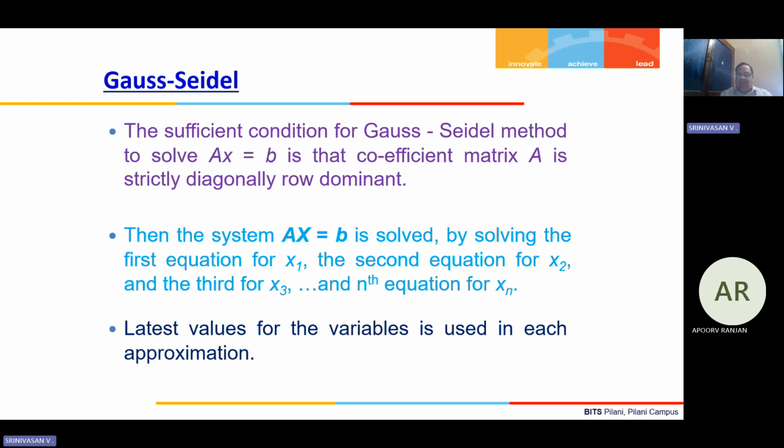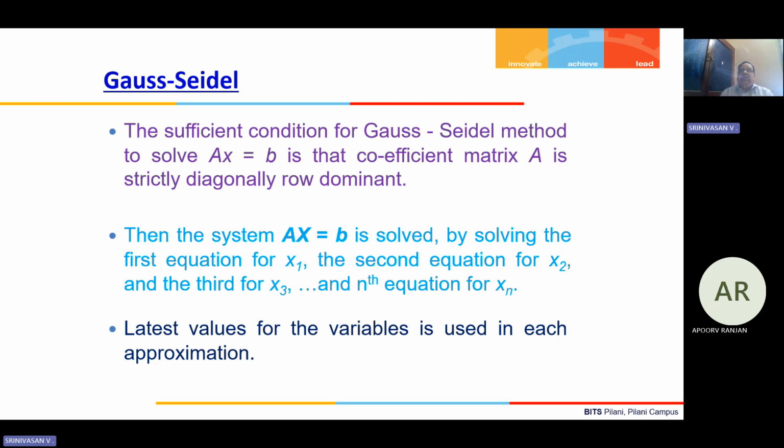That means your initial approximation is nothing but the initial assumption, the initial guess. That means let x equal to y equal to z equal to 0. So that is called the initial approximation. Unless otherwise stated, because in some problems they may say you start with the initial approximation x equal to y equal to z equal to 1, so that itself is the initial approximation.